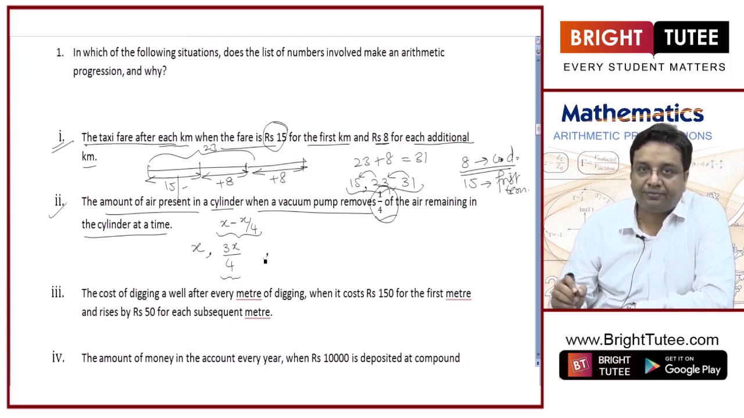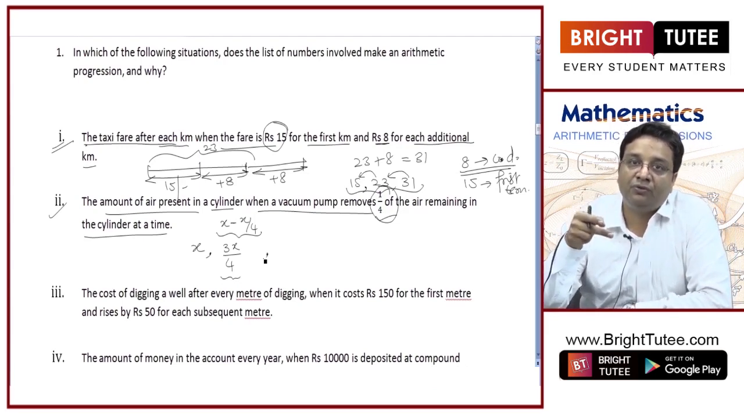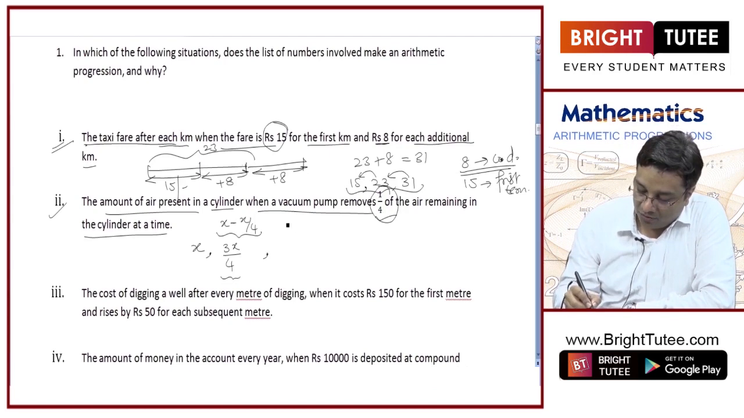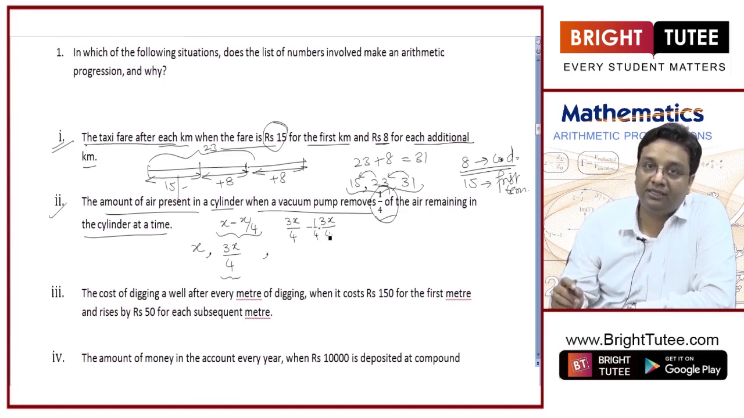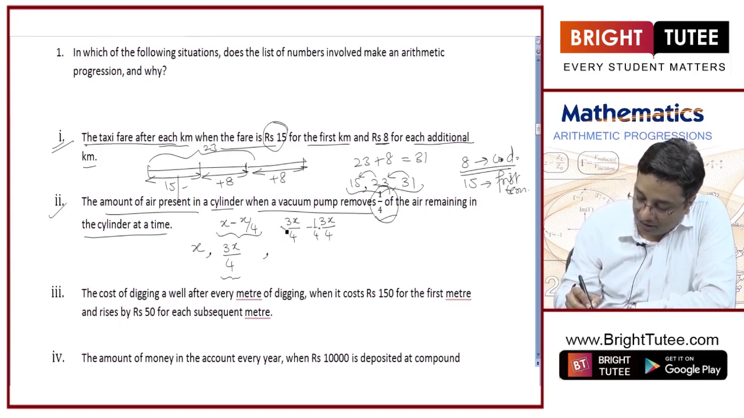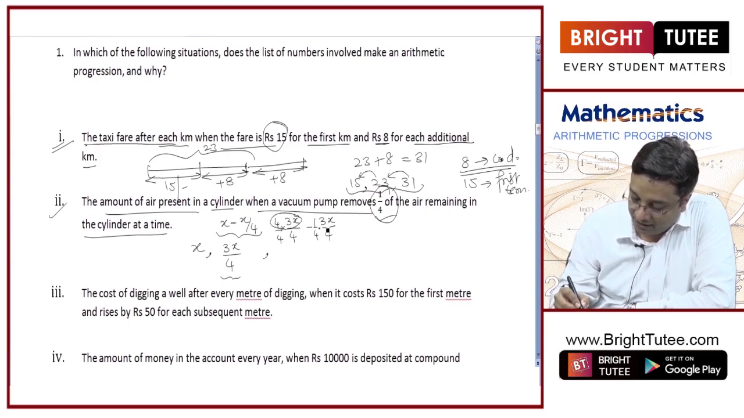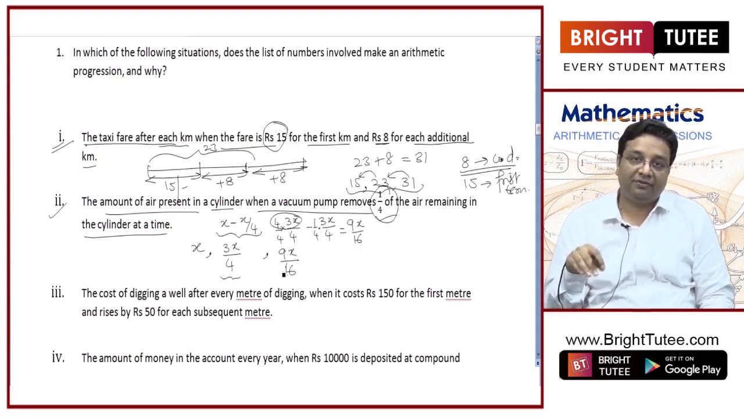In the next step, you have to remove 1/4 of the remaining air. So how much is the remaining air? 3X by 4. And how much will you remove? 3X by 4 into 1 by 4, so 3X by 16 you have to remove. And how do you calculate it? You just multiply 4 by 4 in this term. So this will be 12X by 16 and this is 3X by 16. So you will be left with 9X by 16. So this much air is left now.